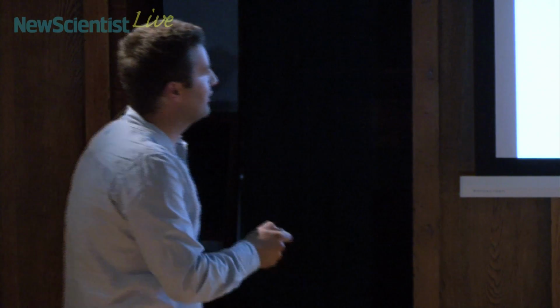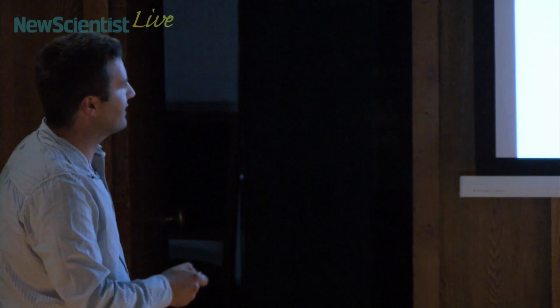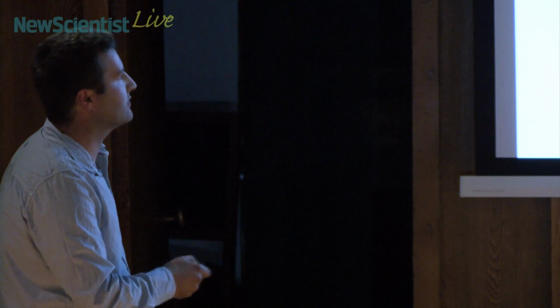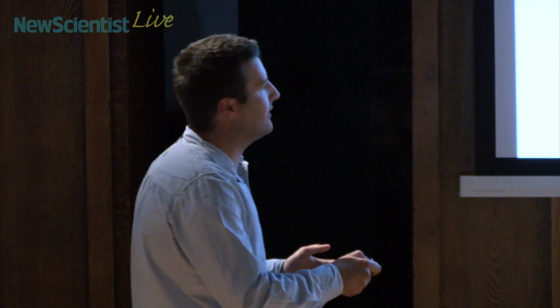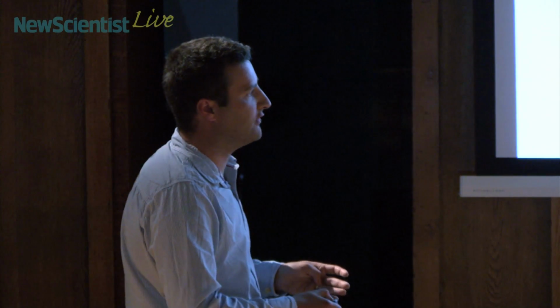This isn't a magical process. It's very straightforward. What we have is a thioacid, which is much more nucleophilic. It's much more reactive than our phosphate monoesters. This reacts with our activating agent really, really quickly to give us an activated thioester. This activated thioester then acylates our phosphates.